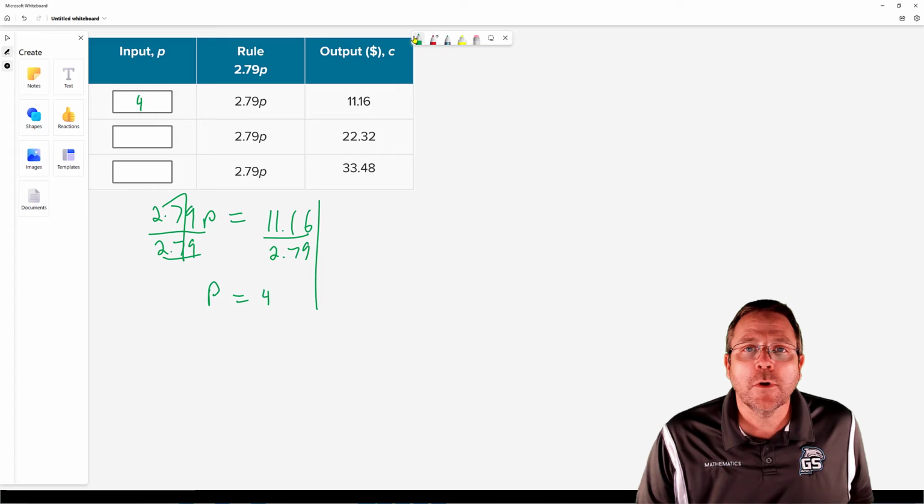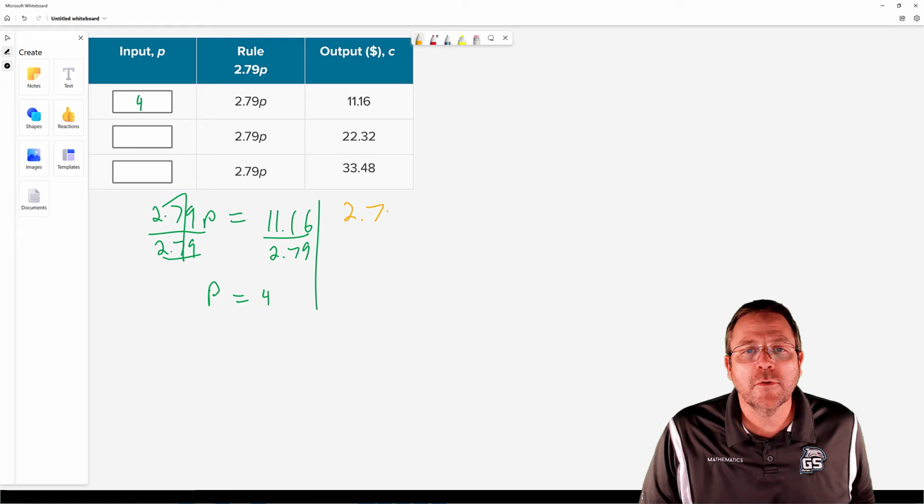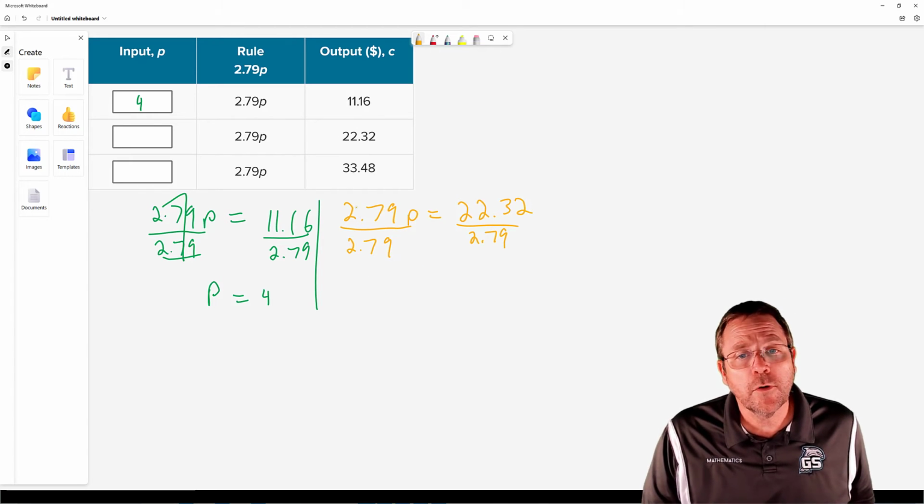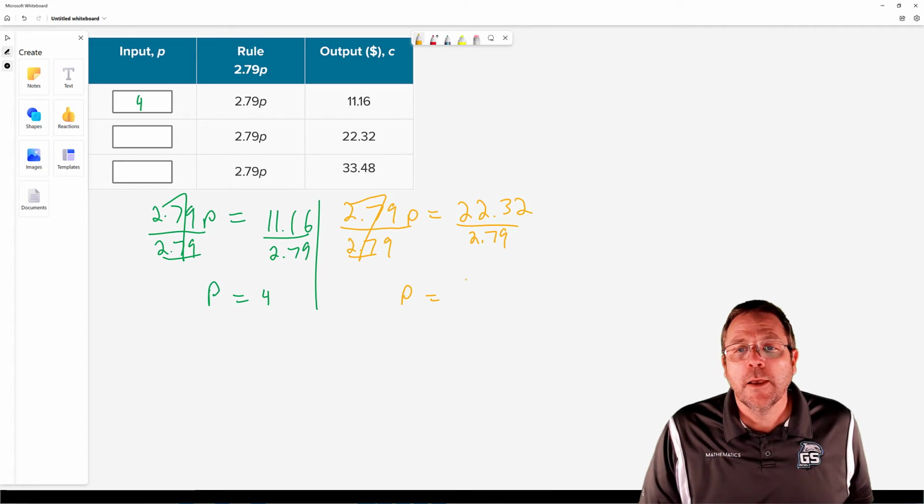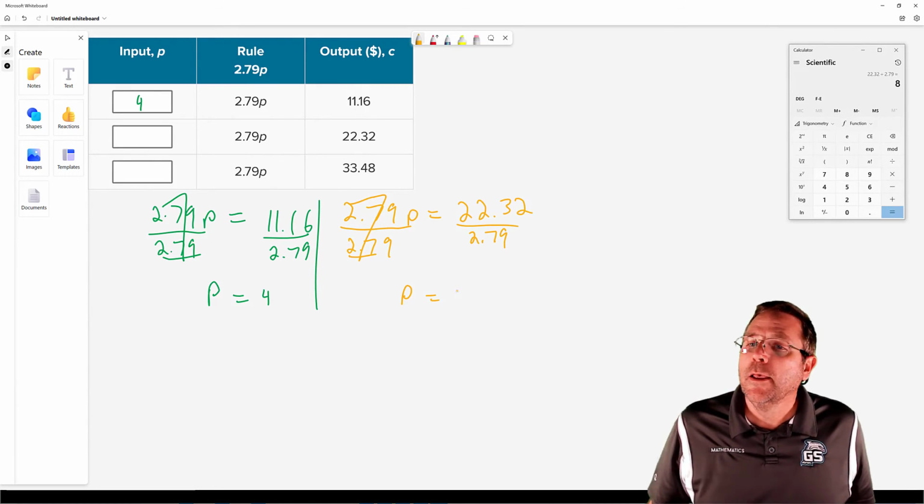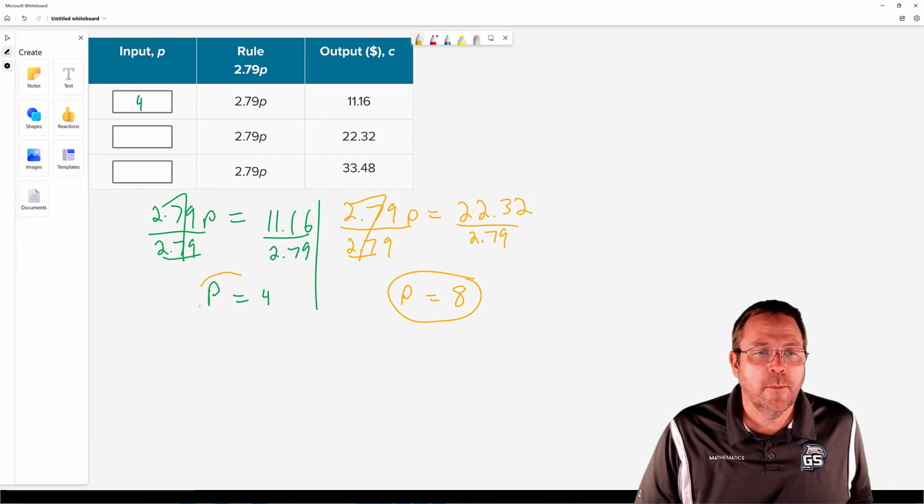Draw a line to keep my work neat and organized. And now let's pick a different color. Next one, I have $2.79 times P is equal to $22.32. I'm going to isolate the variable again by dividing by 2.79 on both sides. This is showing your work, folks. That's what I'm looking for. These can divide out becoming 1. 1 times P is P. And then over on the other side, 22.32 divided by 2.79. That's going to equal 8. So we're going to circle the 8. Need to go back and circle the 4 too.